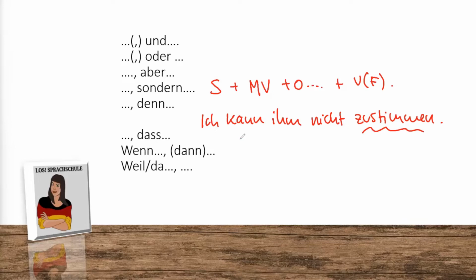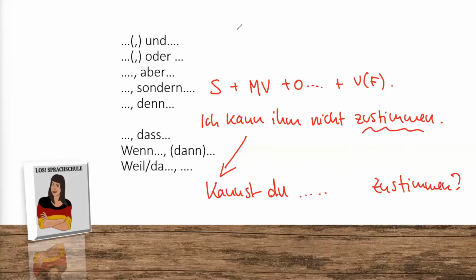How do we do a question with a modal verb? Same thing applies, but instead of zustimmen, we have to put the modal verb in front. Kannst du ihm zustimmen? Or if you want to make it more dramatic, how can you agree with him, right? Like in a telenovela or something. We have to do the second option and say, wie, how, wie kannst du ihm zustimmen? How can you agree with him?